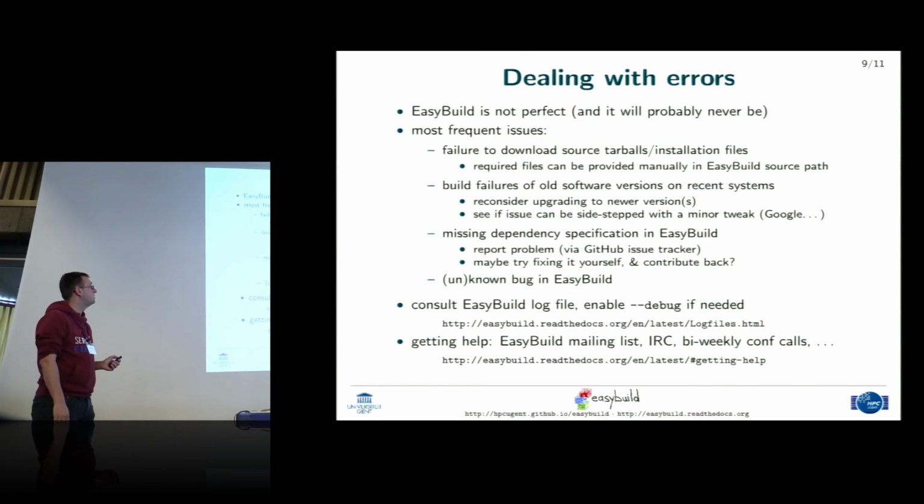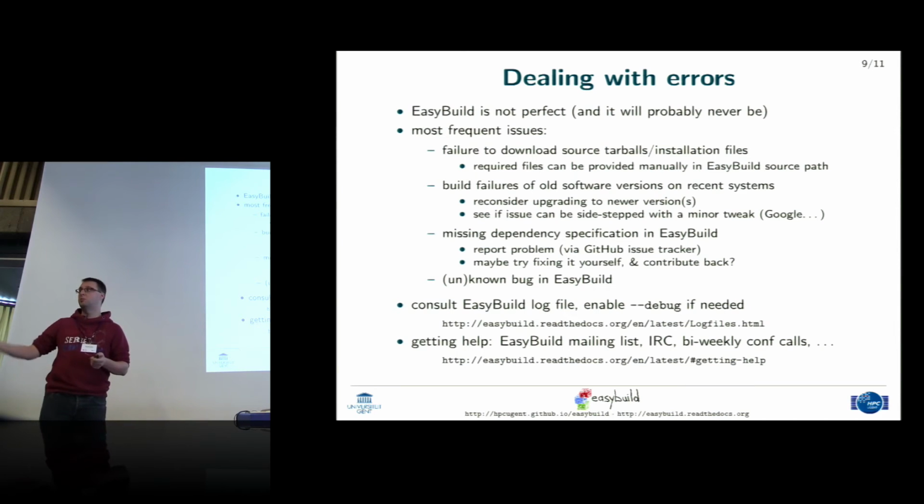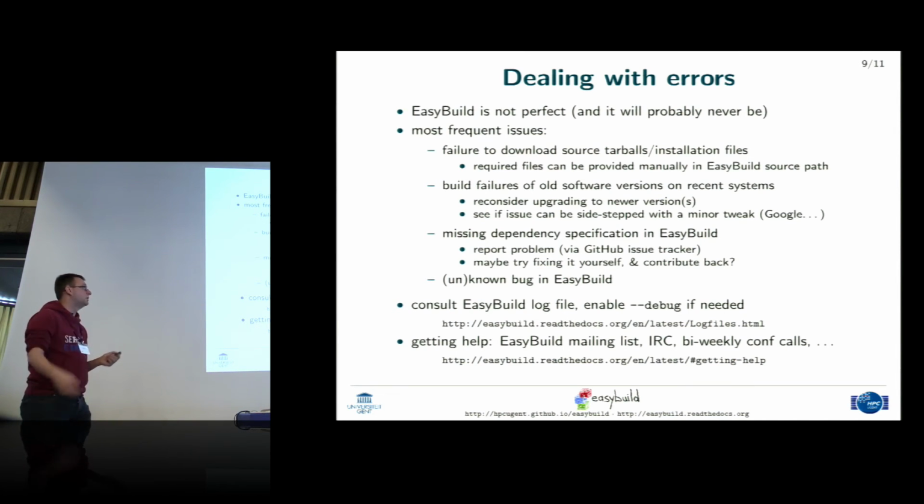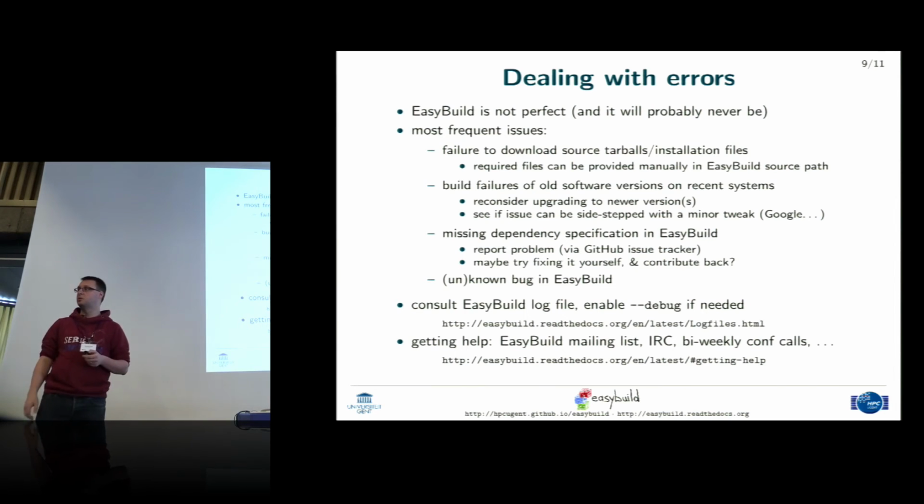So one of the issues we have a lot is failing to download tarballs, either because something's wrong upstream or because the mirror you're using is broken or anything. You can easily fix this by just downloading manually and copying it to the EasyBuild source path. EasyBuild will check first if it's there, and only if it's not there, it will try to download it. So if it finds it, it's happy.